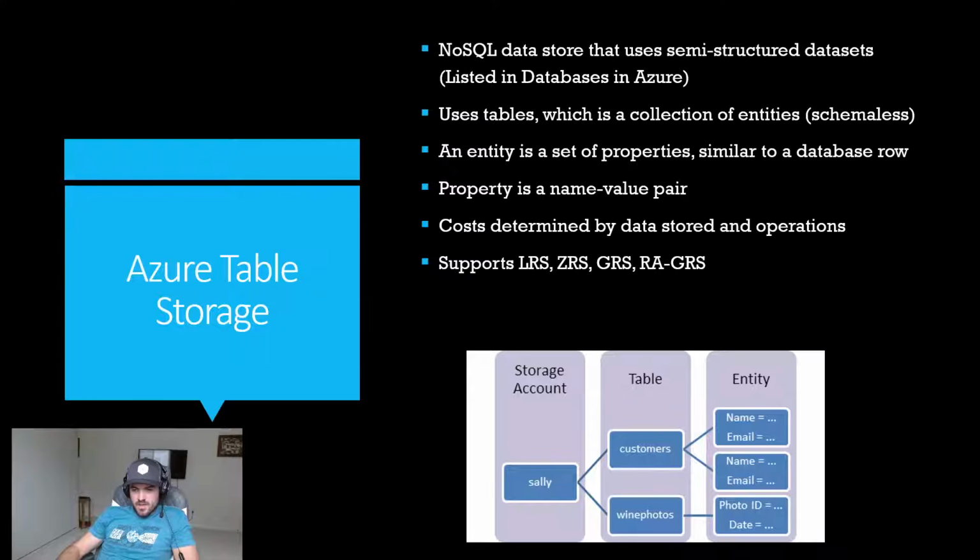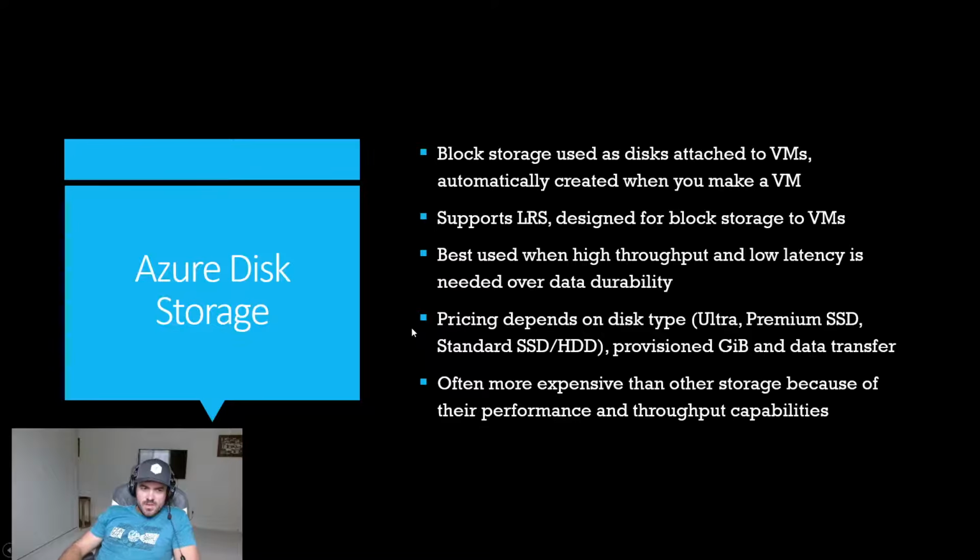And you definitely have some options on what type of data you can define in here using these name value pairs. Okay. All right, finally, we got Azure Disk Storage. You're probably not going to use this too much because it's more for legacy and archiving data, but essentially it's block storage, uses disks attached to VMs. It's automatically created when you make a VM. It really only supports locally redundant storage. It's designed for block storage, again, directly on that VM.